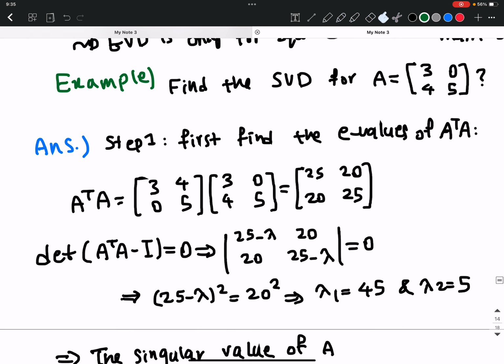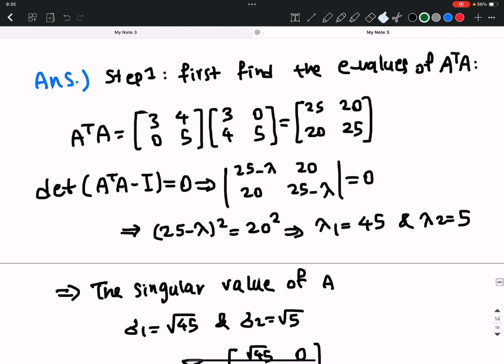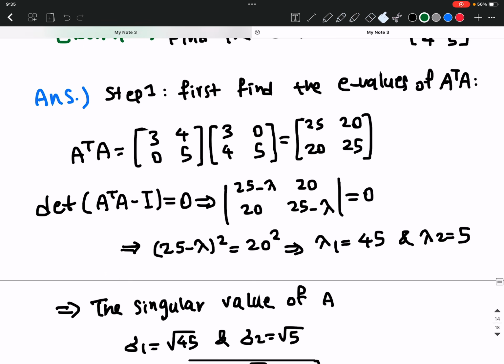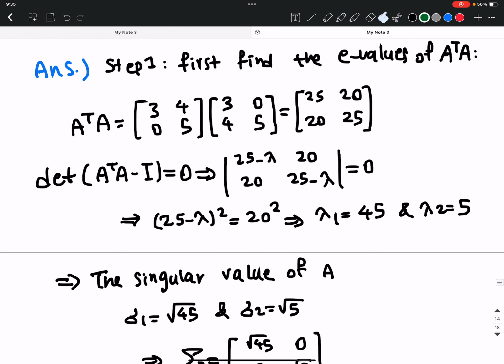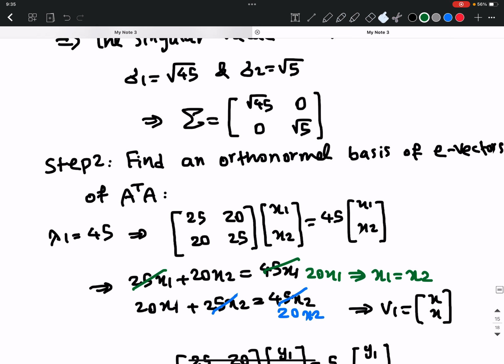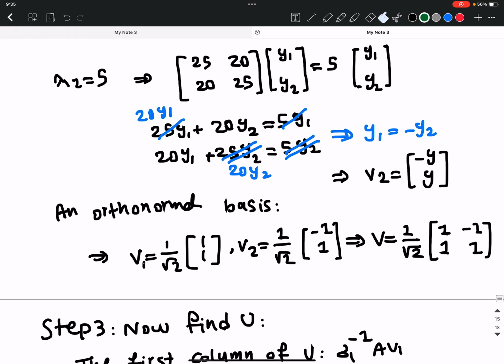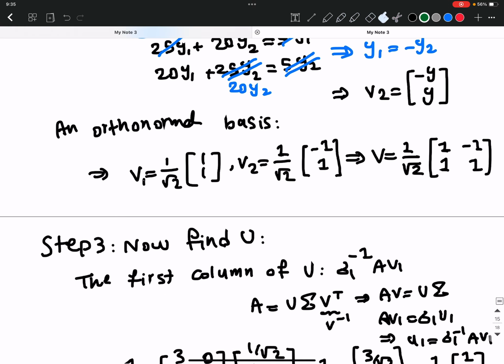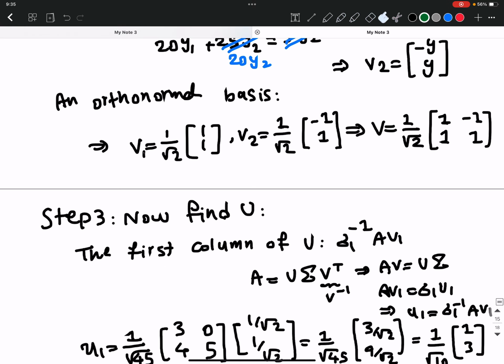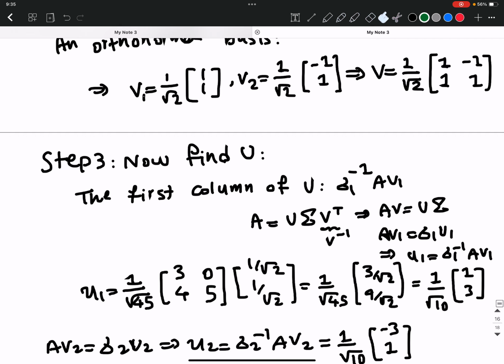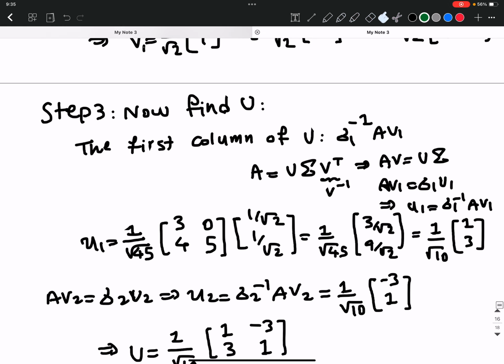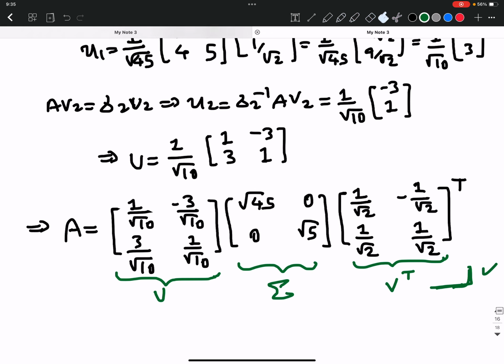Then we solved an example, and we showed that for finding the SVD, first you need to find the eigenvalues of A^T A. This gives us the sigma matrix. Second, you find an orthonormal basis of eigenvectors of A^T A. This gives us the V matrix. And to find U, we calculate sigma inverse times A v_1, and this gives us a column of the U matrix. Finally, we were able to build the SVD.